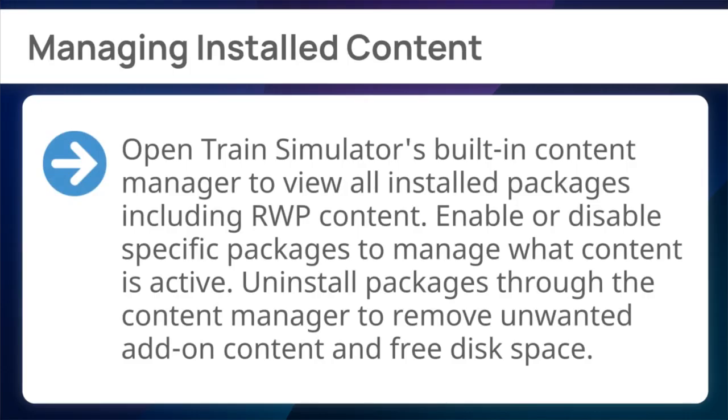Open Train Simulator's built-in Content Manager to view all installed packages, including RWP content. Enable or disable specific packages to manage what content is active. Uninstall packages through the Content Manager to remove unwanted add-on content and free disk space.